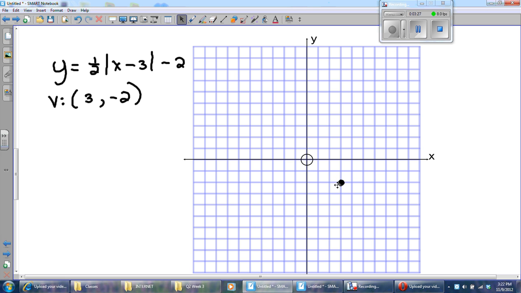So I'm going to have a slope of 1 over 2. So I'll rise 1, run 2. Rise 1, run 2 would get me there. All right. And then on the other side, I'll rise 1 and go back 2. And then, of course, I'll rise 1 and go back 2. Okay. So my graph is going to look like this. Kind of a wider V, right?